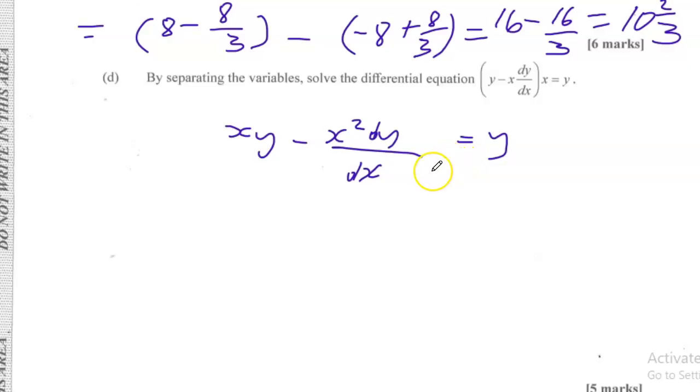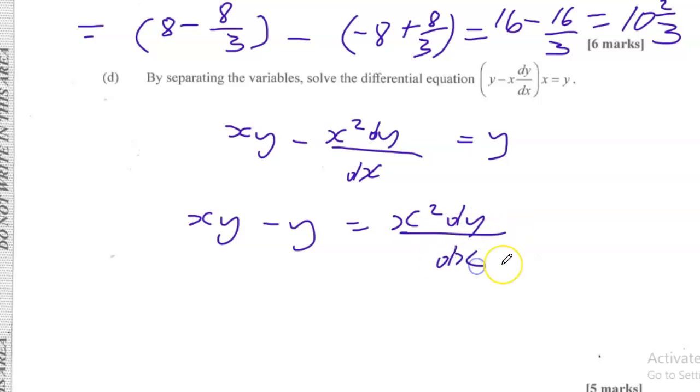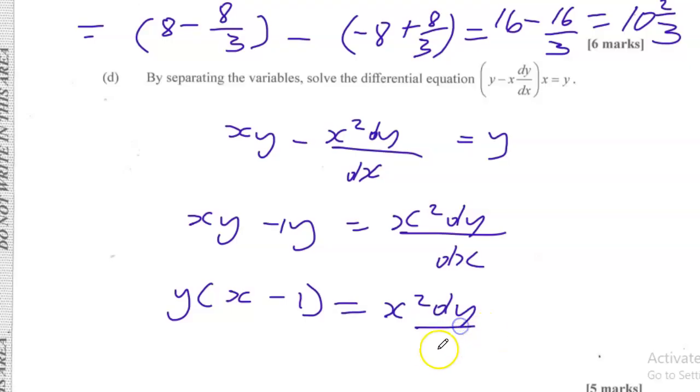We can do some grouping now. Let me just do some rearranging here. I'm going to bring this y here, so I'm going to have xy minus y, and bring over this dy by dx term equal to x squared dy by dx. What we could do here now is factor out the y. So we end up with y times x minus 1 equal to x squared dy by dx.